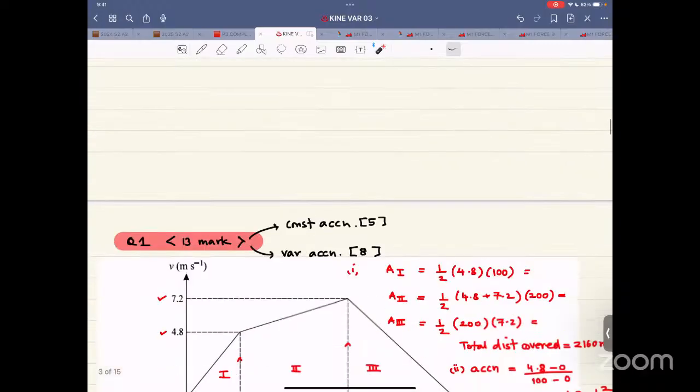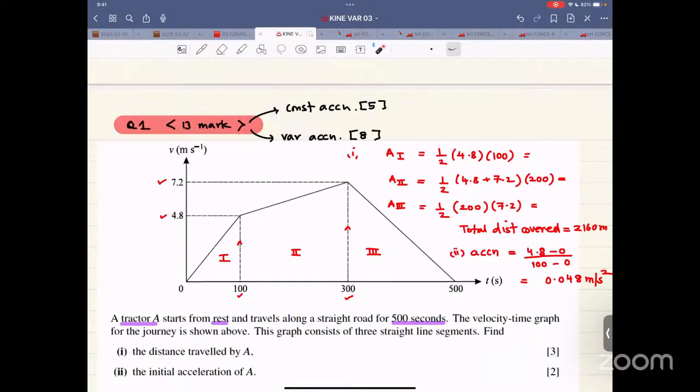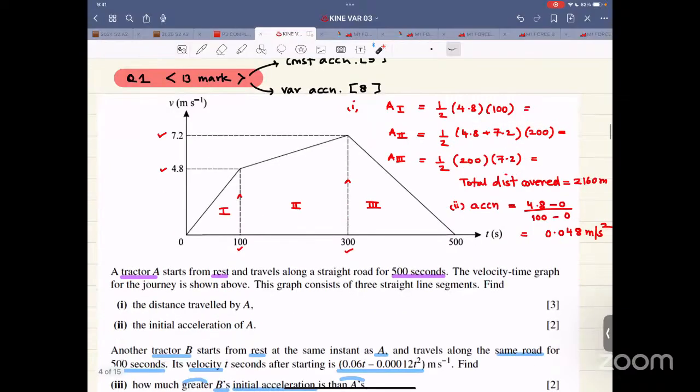So now over here, let's focus on this. This one is a triangle. So that's half into base into height. This one is a trapezium, half sum of parallel sides into height. This one is another triangle that's over here. Total distance covered is 2160 meters. Acceleration during the first 4.8 seconds, that is 4.8 over 100, that comes out to meters. 3 marks, 2 marks, 5 marks, very easy 5 marks. So variable acceleration, that's the next 8 marks.